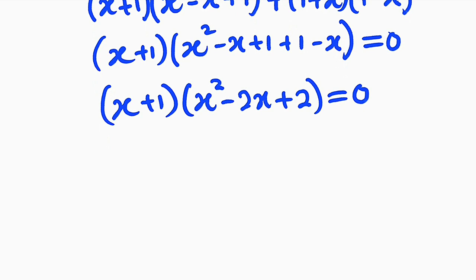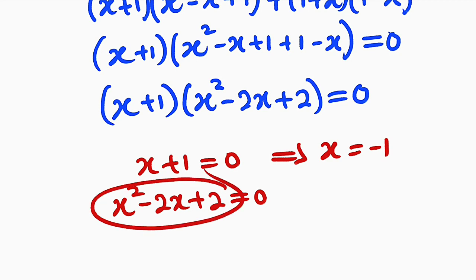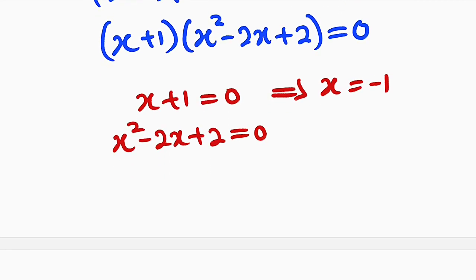Now that we have two factors, it implies either x plus 1 is equal to 0 or x squared minus 2x plus 2 equal to 0, which implies from the first one, x is equal to negative 1. But what about this? Let us check whether we are going to obtain a real solution here, because we are looking for real values of x. Let's find the discriminant first. D is equal to b squared minus 4ac. If this is greater than or equal to 0, it implies we have a real solution.